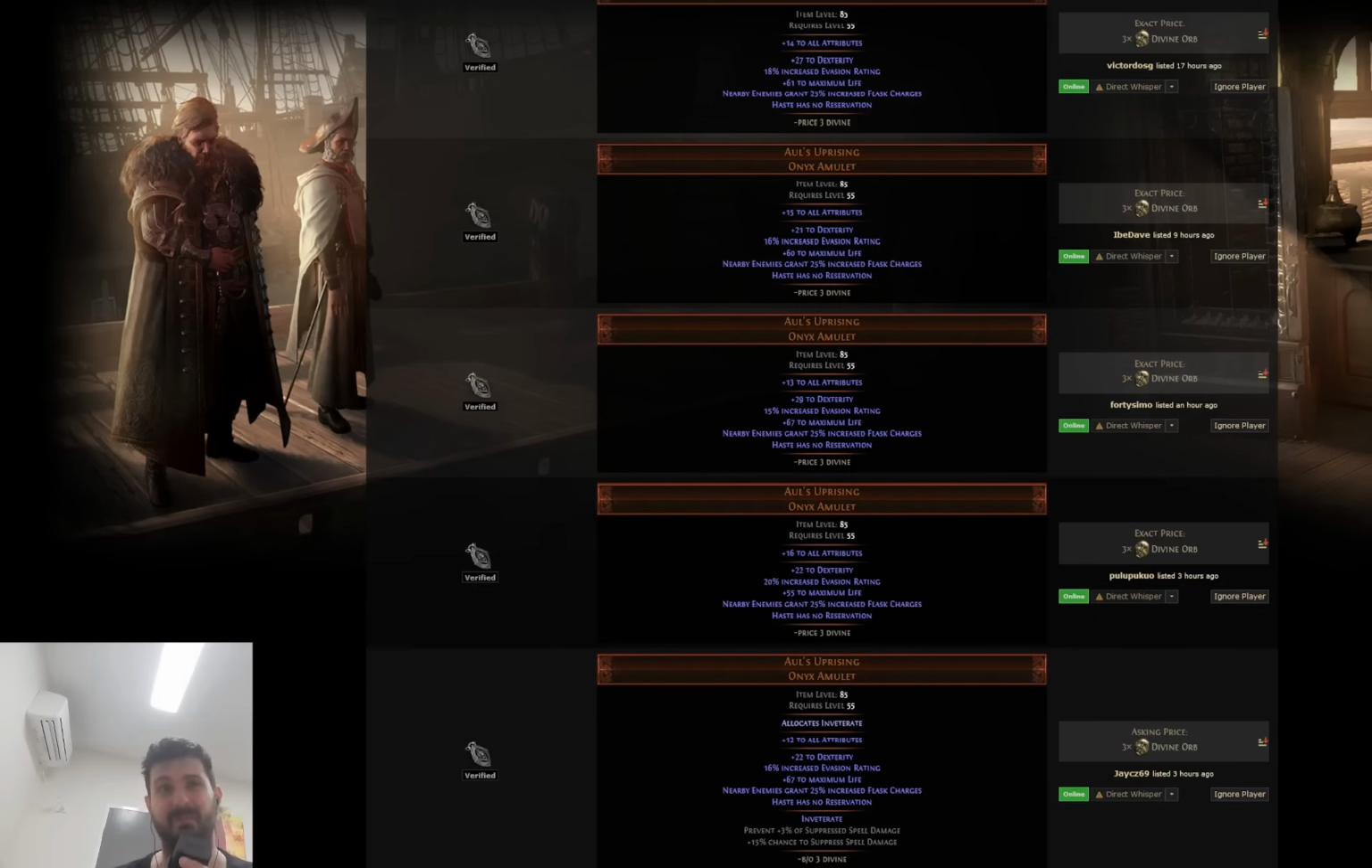This is actually really good on minion builds as well, and you'll see different builds run this, like zombies and stuff like that from time to time. But yeah, definitely something that you might want to include in your build, but you can liquidate these out for about 3 to 4 divs, something like that.